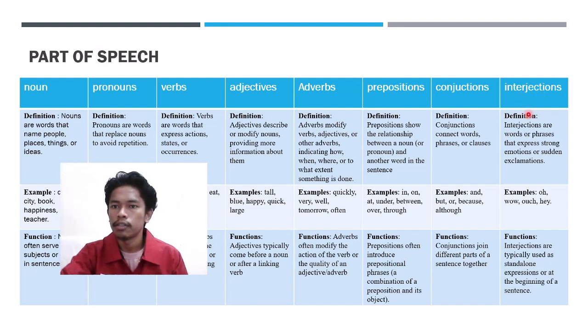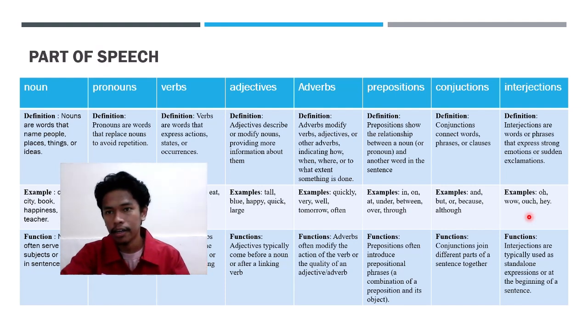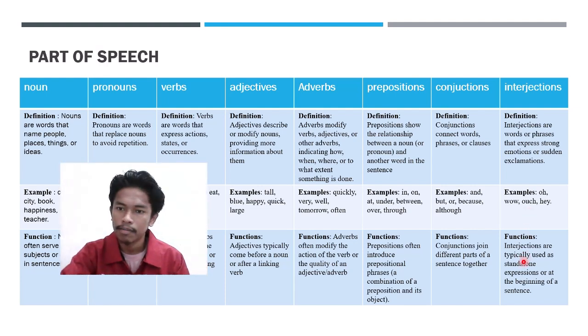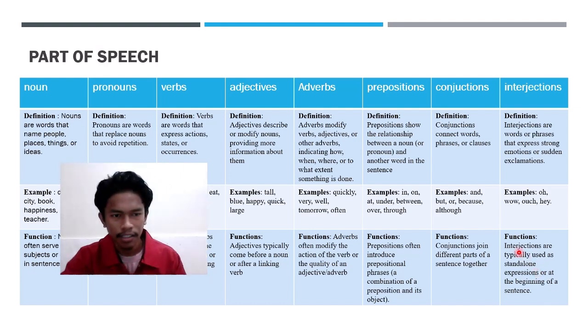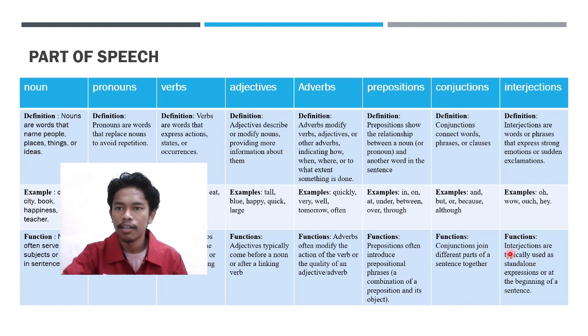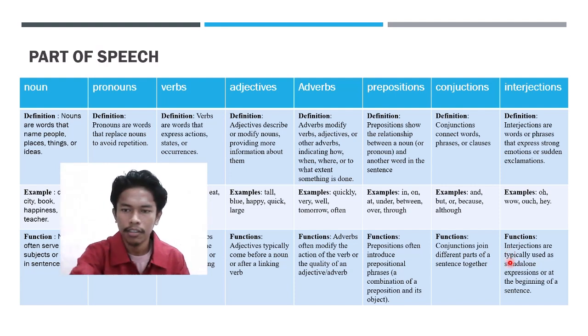Then interjections are words or phrases that express strong emotions or sudden exclamations. Like, oh my god, wow, damn bro, those are interjections. Interjections are typically used as standalone expressions or at the beginning of a sentence. Yeah, at the beginning. Oh my god, you did that? That's what we call interjections. Okay, next slide.